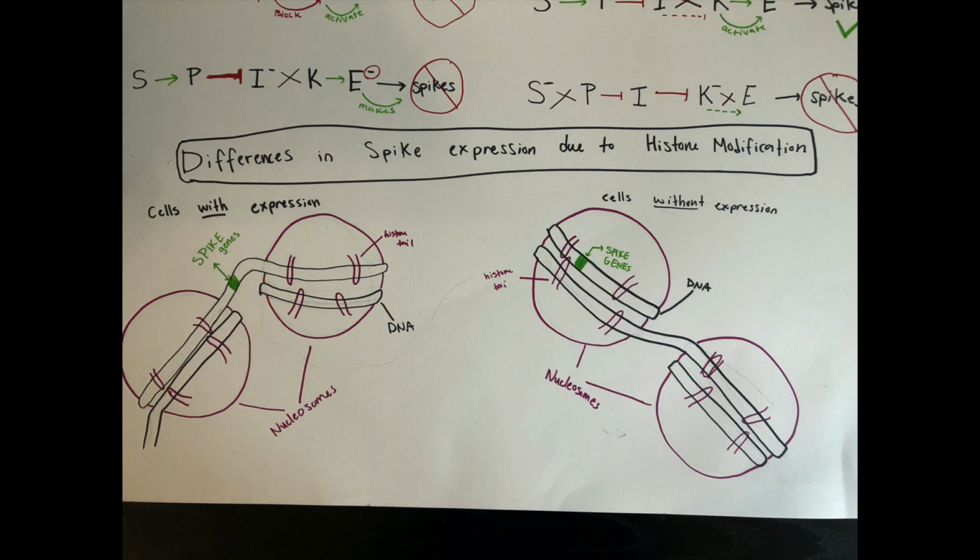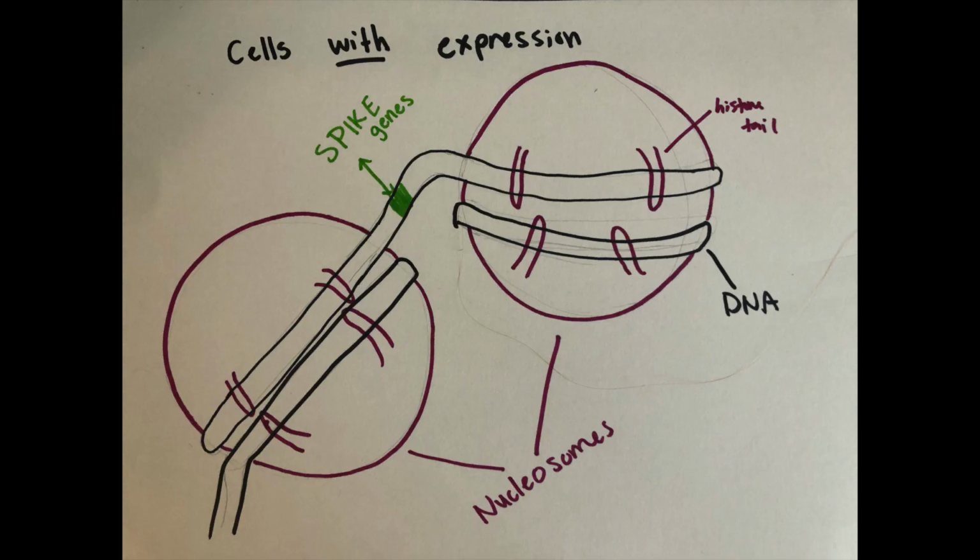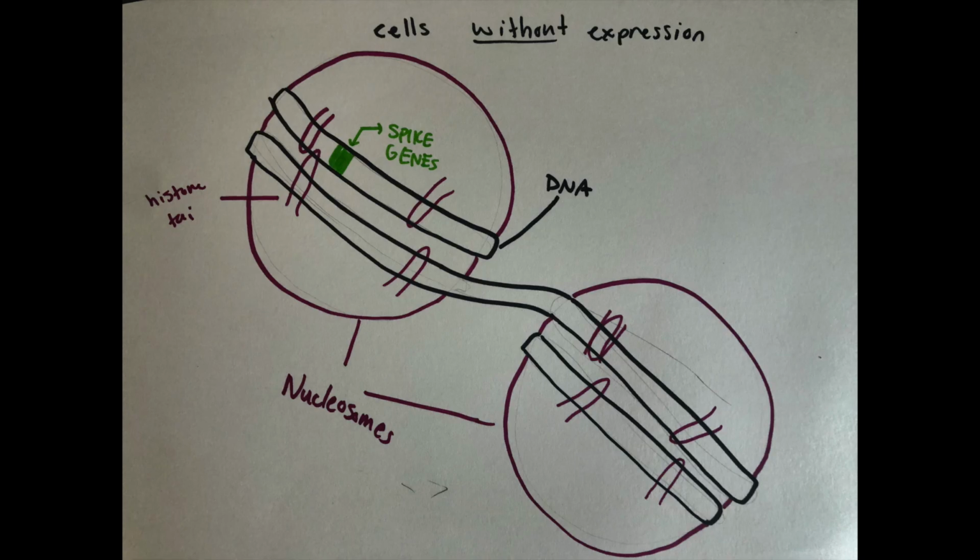One reason that spikes might be expressed in one skin cell but not the other is because of histone modification. So let's say that in a cell where the spikes are expressed, maybe the spike genes are in a more accessible place along the histone. So if it's in between histones, then it can be easily activated by polymerases, whereas if we have a cell without expression of the spike gene, maybe that's because it is actually wound up in the histone, therefore it's not accessible.